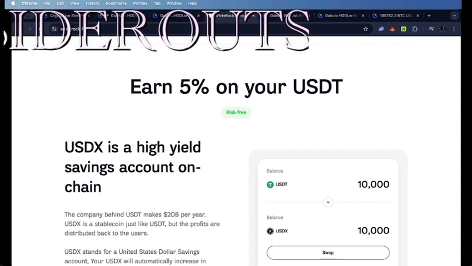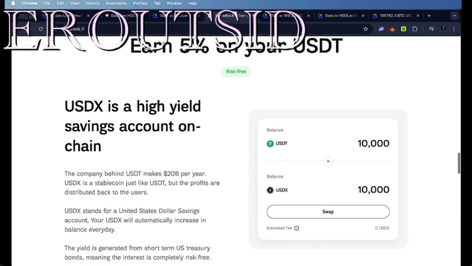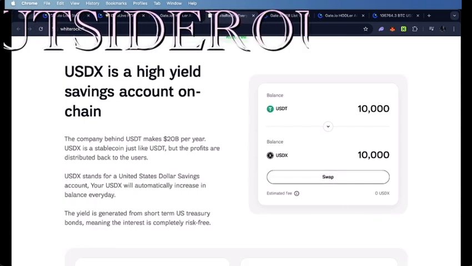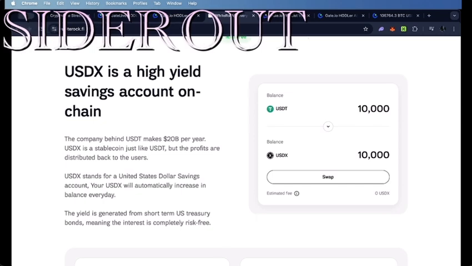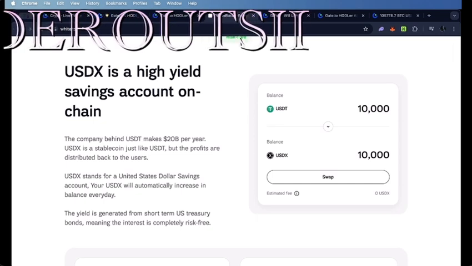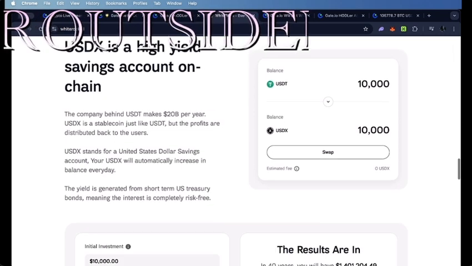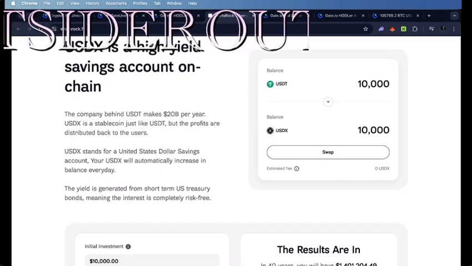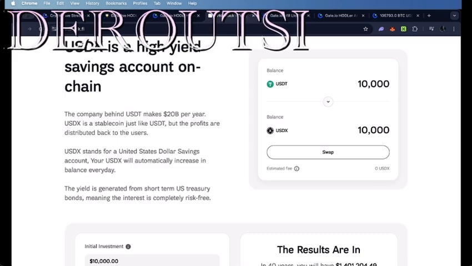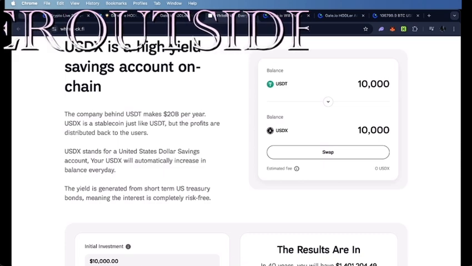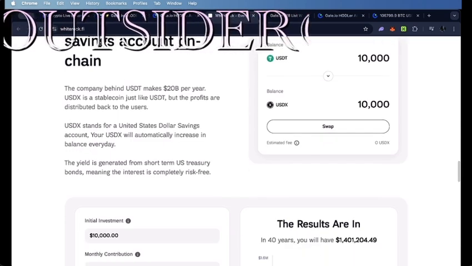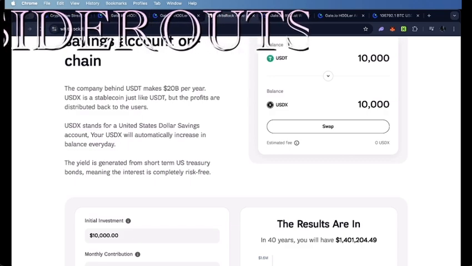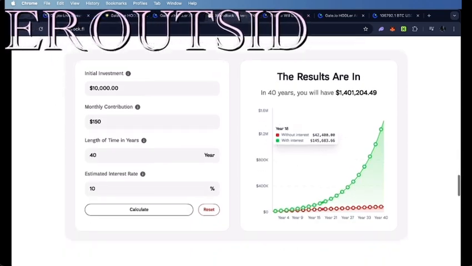USDX is a high yield savings account on chain. The company behind USDT makes 20 billion per year. USDX is a stablecoin just like USDT, but the profits are distributed back to the users. USDX stands for United States Dollar Savings Account. Your USDX will automatically increase in balance every day. The yield is generated from short-term US Treasury bonds, meaning the interest is completely risk-free.